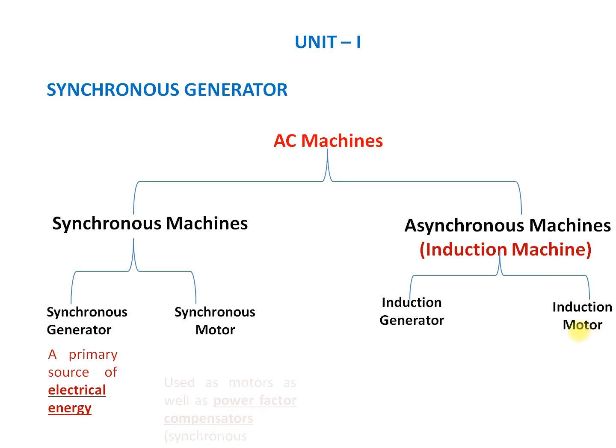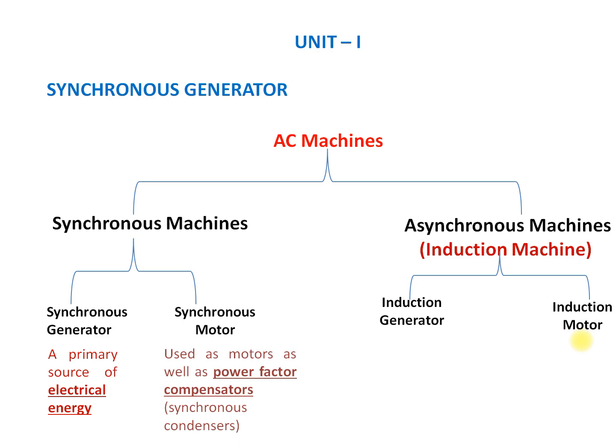The synchronous motors are used as motors as well as power factor compensators. We are going to see these motors in unit number 2. The motors are constant speed in nature, and they may be supplied to many industrial applications, and they can be used as power factor compensators in the large power systems, and they are named as synchronous condensers.